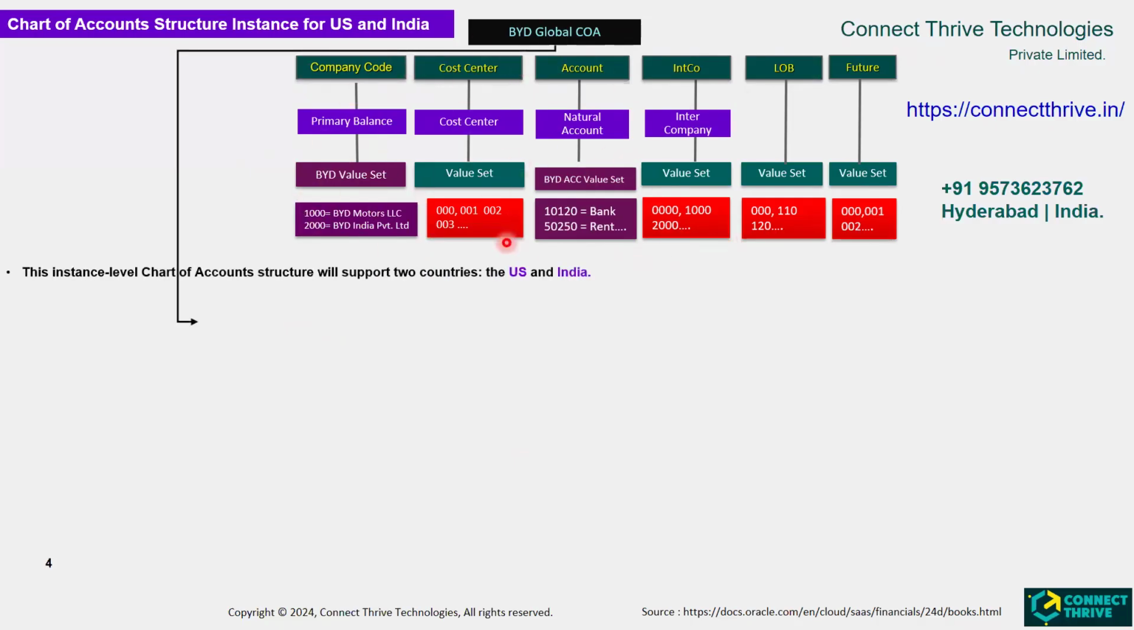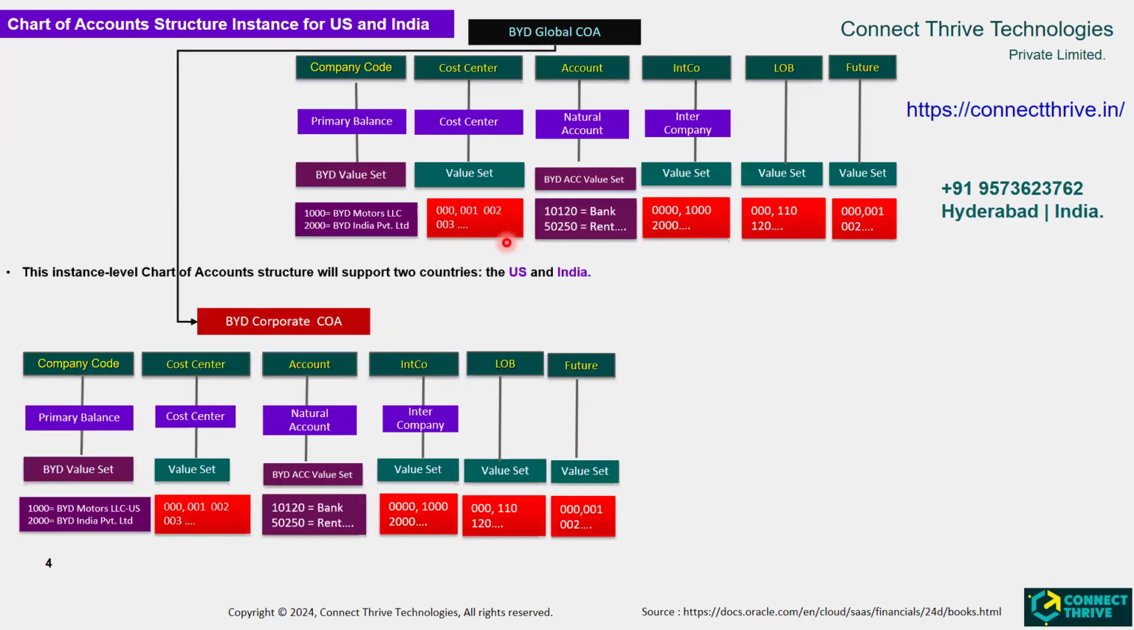By using this respective global level chart of account structure, we will create one more chart of account structure at the instance level. This is the instance level COA, that is the BYD corporate COA, the instance level chart of account. This instance level chart of account will support two regions, in this example US and India. There is no point in changing anything here, because the global structure which we created is the same one we are going to use for US and India. They don't have any specific requirement. They are happy with 4 digits for company code and 5 digits for national account.